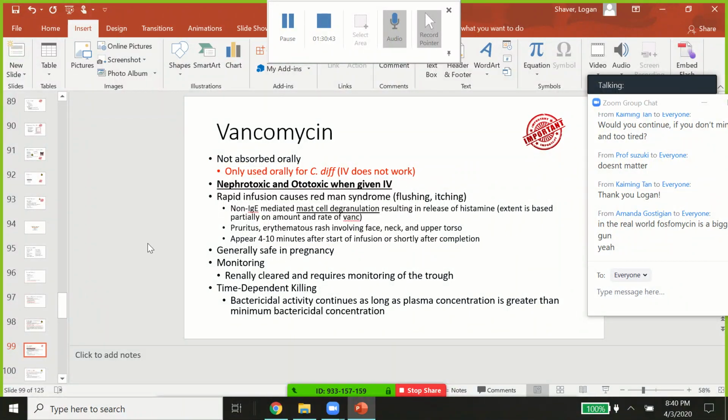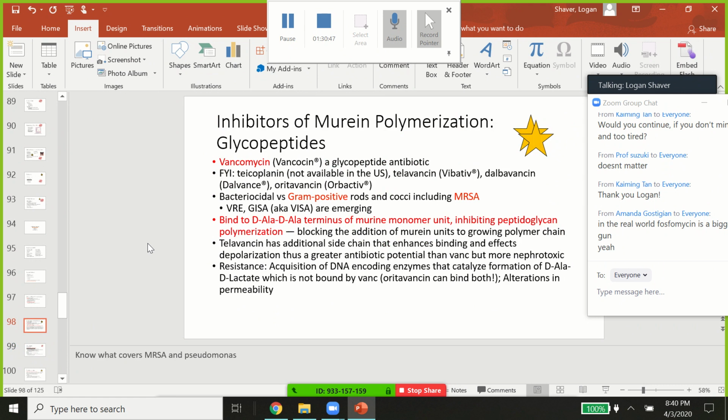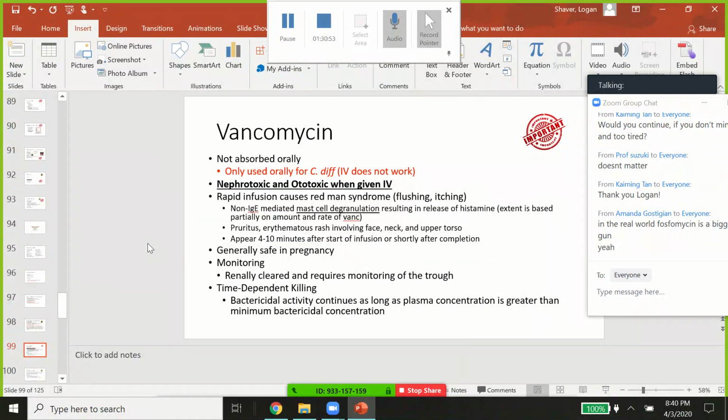But once again, oral vanc for C. diff. Know that it's mainly gram positive, that it does MRSA, that's a big deal. Know what the mechanism of action is, and know the toxicities. I don't think she's going to ask you anything about pregnancy or anything like that with this drug.